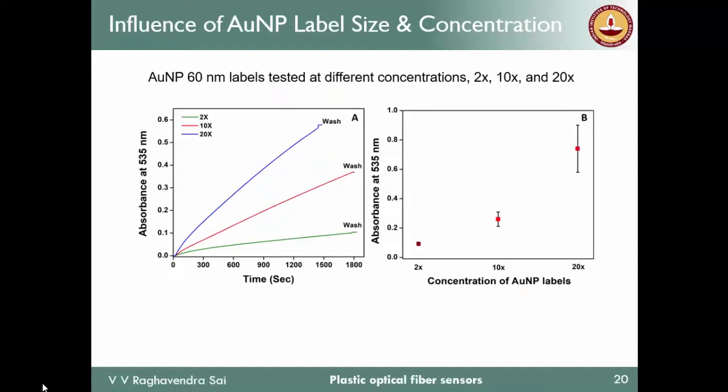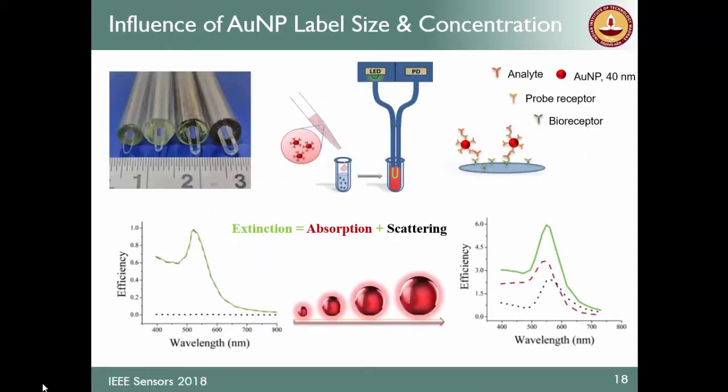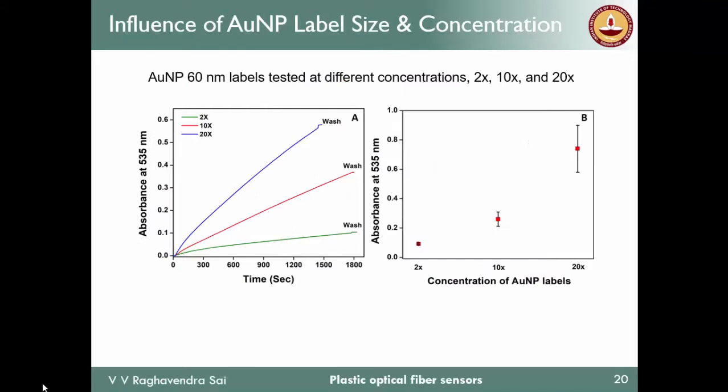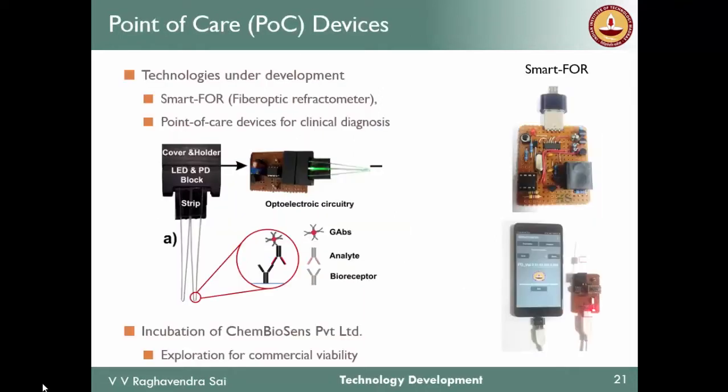And concentration: we increased the concentration of the labels, taking them as 2x, 10x, and 20x. We did see improvement in the sensitivity, but 10x seems better because we have lower standard deviation. So we went to see whether we can actually make devices. Yes, we are able to make it.